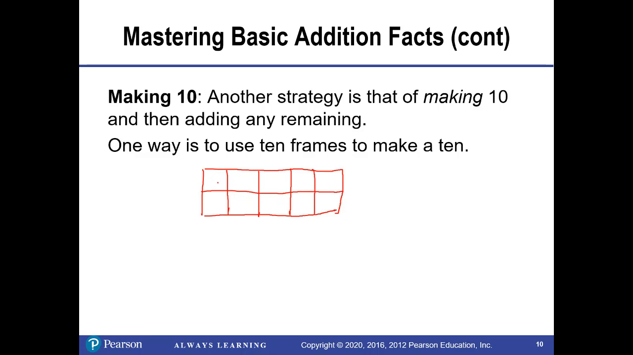And so sometimes 10 frames or things like 10 frames come with numbers already on them, and sometimes they don't. But it's just something like this, and say if I'm adding 8 plus 6, so I'm going to put in first my group of 8. Pretend those X's are things I'm putting in there. So there's my group of 8.